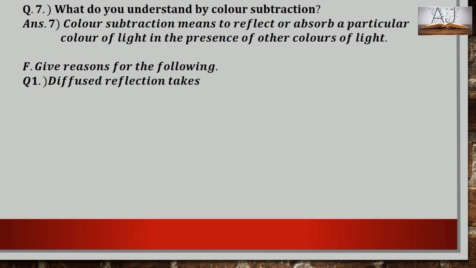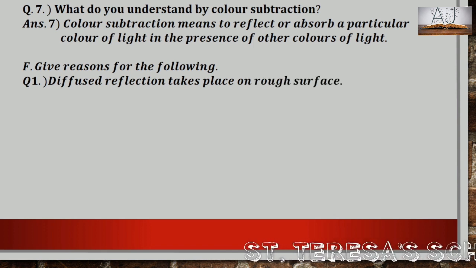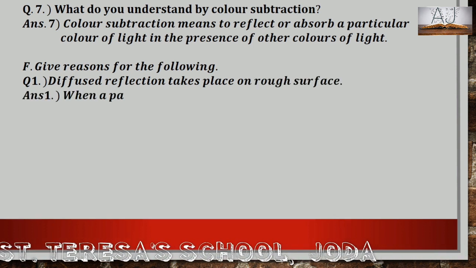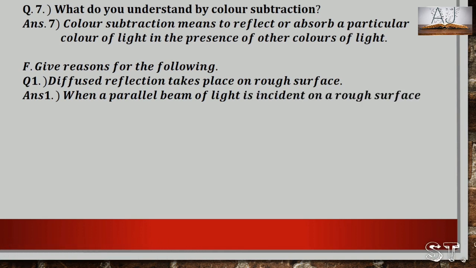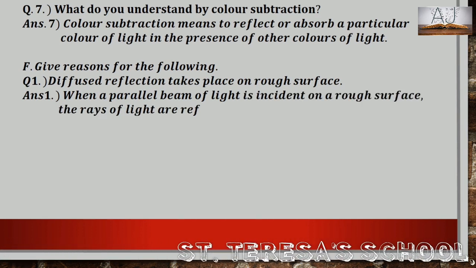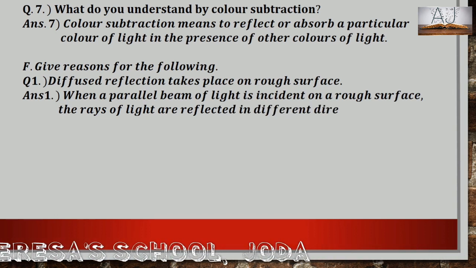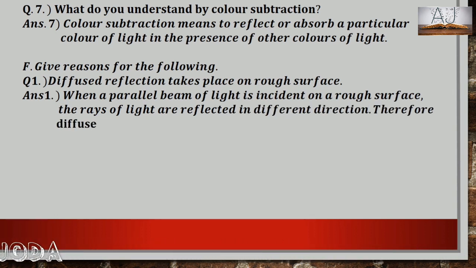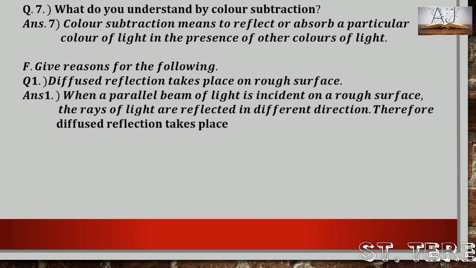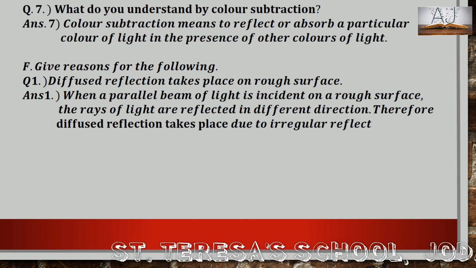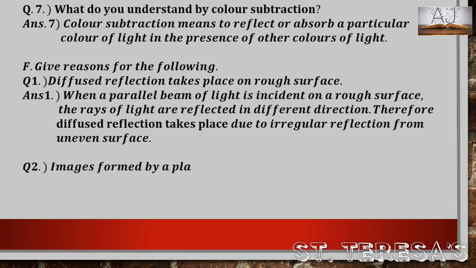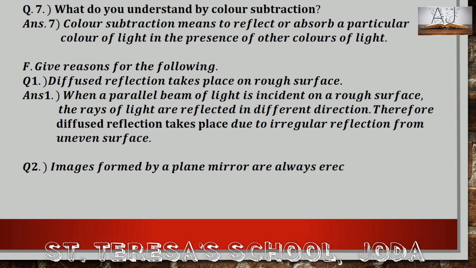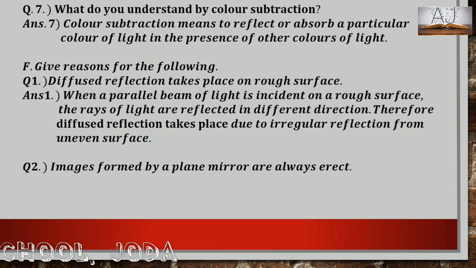Give reason for the following. First question. Diffused reflection takes place on a rough surface. Why? Give reason. Okay. So we have, when a parallel beam of light is incident on a rough surface, the rays of light are reflected in different directions. Therefore, we say that diffused reflection takes place due to irregular reflection from the uneven surface. Because uneven surface causes irregular reflection, therefore we say that diffused reflection takes place in rough surface.